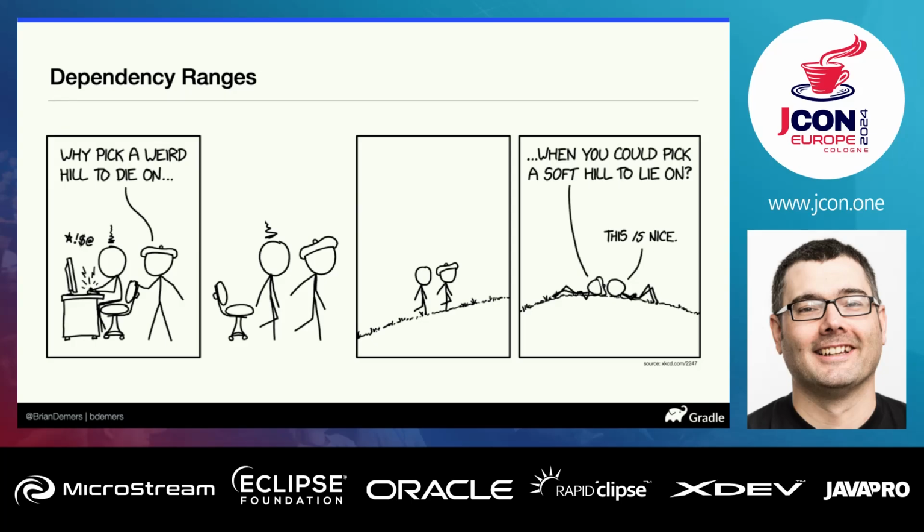Dependency ranges. Who likes dependency ranges? Excellent, excellent. You're looking ahead here, or maybe you read the comic. I don't know. This is one of those hills I want to die on. I don't think you should be using dependency ranges. My pet peeve is inconsistent builds. I have a build, it works today, and it fails tomorrow because I use a dependency range or something else that adds some volatility to my build.